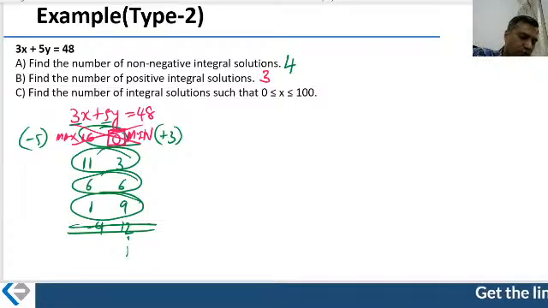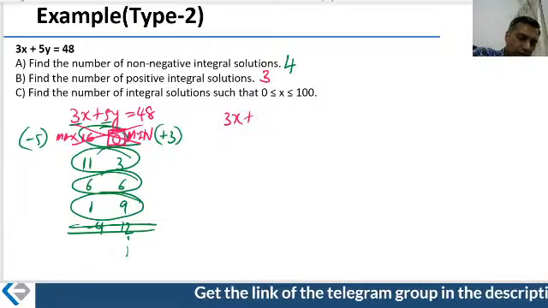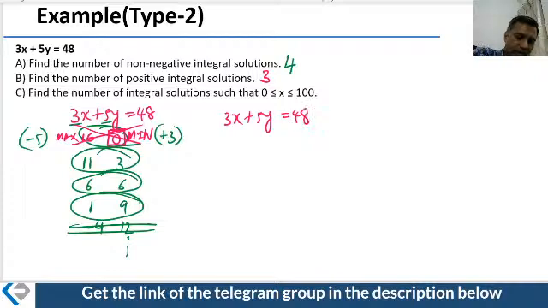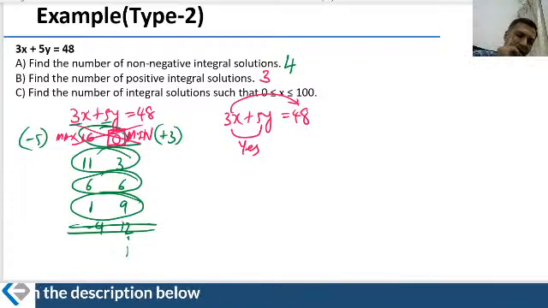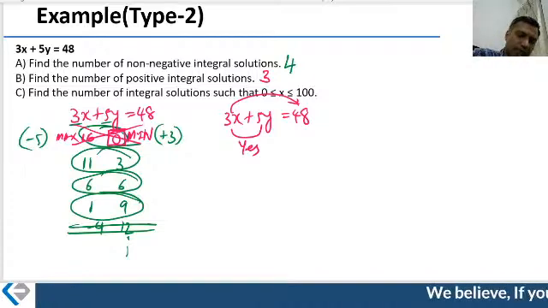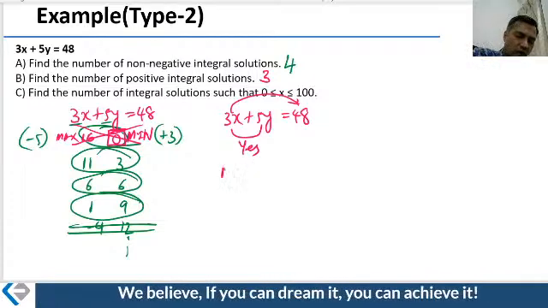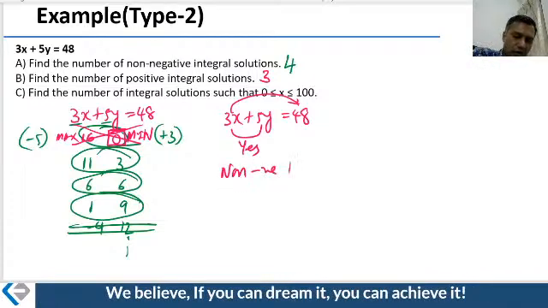Method 2, what did I teach you there? There is 3x plus 5y is equal to 48. Are these two numbers co-prime? Yes, they are co-prime. Okay, does at least one of the numbers divide 48? Second condition: yes, 3 divides 48. Both need not divide. At least one of them should divide. Therefore, the number of non-negative integral solutions is 48 divided by 3 into 5. What should I take here? Quotient.